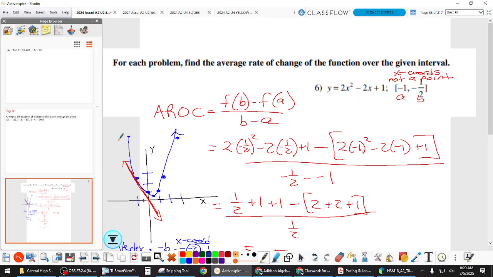Give me a fist of 5 on that whole thing, including the graphing, please.